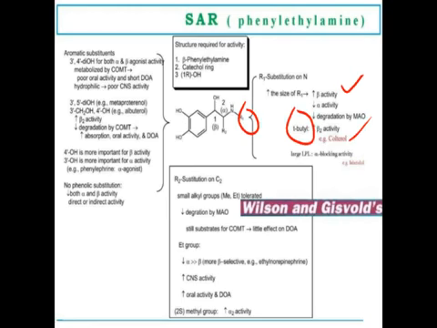Then the second one regarding R2, which is present on the alpha carbon. If this R2 is a small substitution like methyl, it has increased alpha 2 activity. But if we increase the size again, that is ethyl, propyl, then the beta activity increases and the alpha activity decreases. It will also affect the metabolism by monoamine oxidase. So it decreases the degradation by monoamine oxidase.